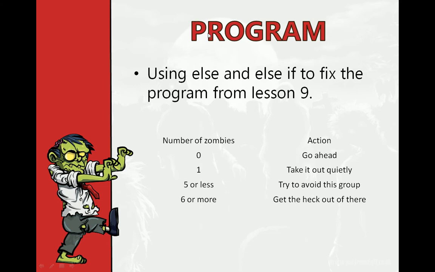In our program, we're going to fix our program from lesson 9 to include else statements. Now remember that when there's no zombies, we're going to go ahead. When there's one zombie, we're going to try to take it out quietly. When there's 5 or less zombies, we're going to try to avoid this group. And when there's 6 or more zombies, we're just going to get the heck out of there.